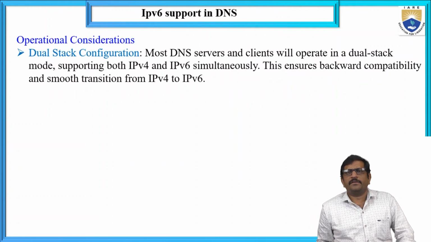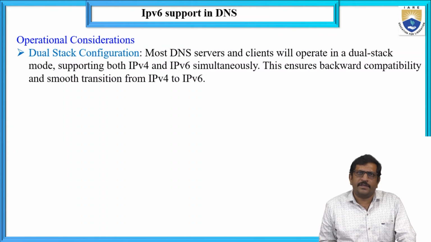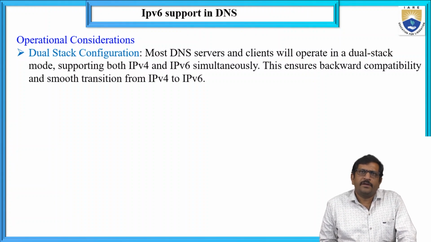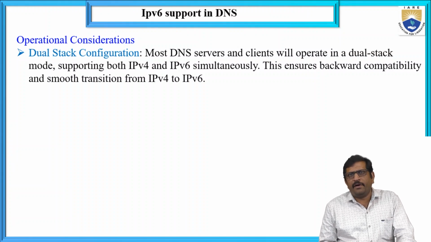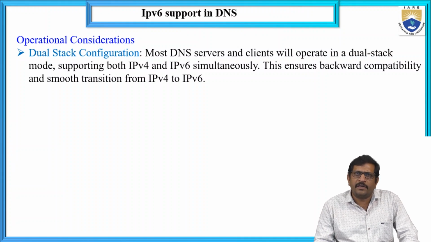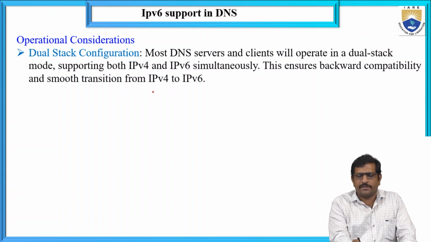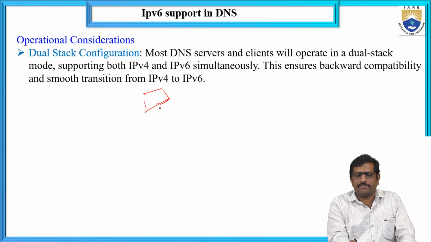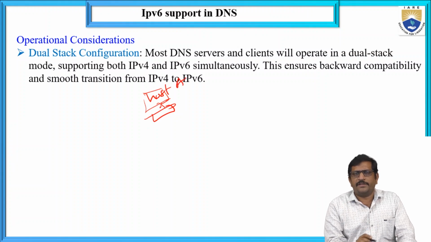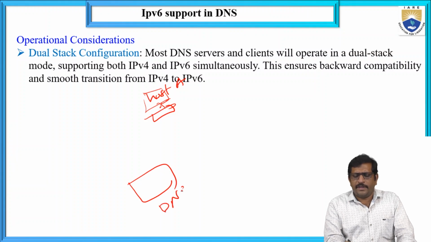Next, the key component is operational considerations. Generally, for IPv6 addressing in DNS, we consider dual stack configurations. Here is how we can perform the dual stack configuration. One system is host A, and this is the DNS system.